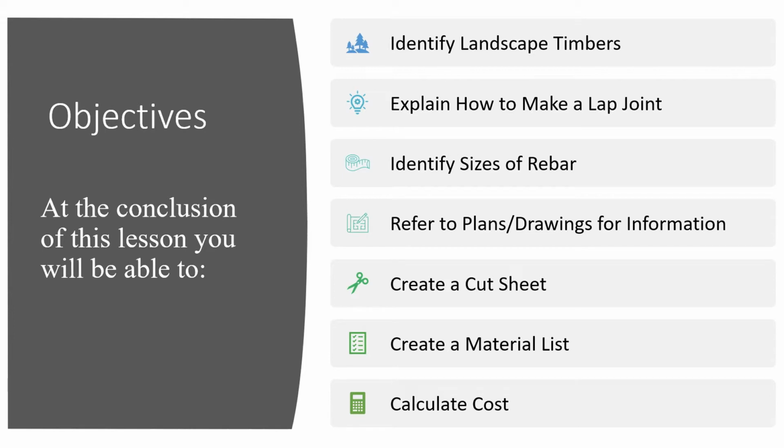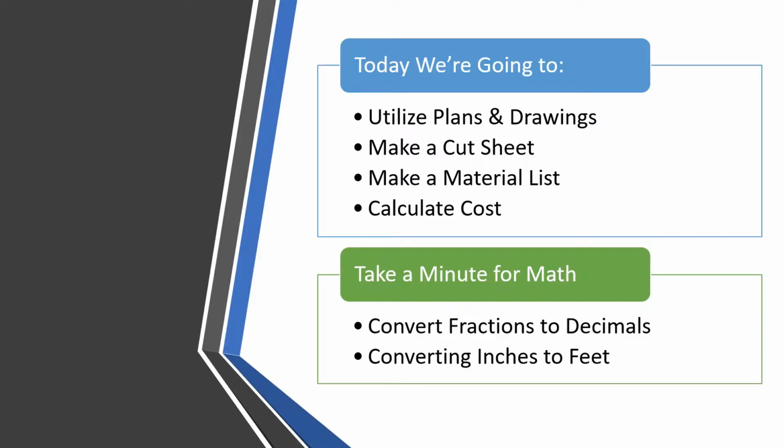Let me get my laser ready. We covered landscape timbers, what type of joints, rebar sizes. We'll work a little bit more with the plans and drawings. We're going to create a cut sheet, create a material list, and calculate costs. So we'll do a little more today.